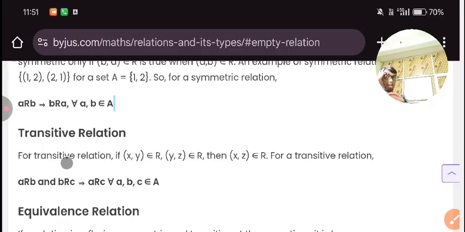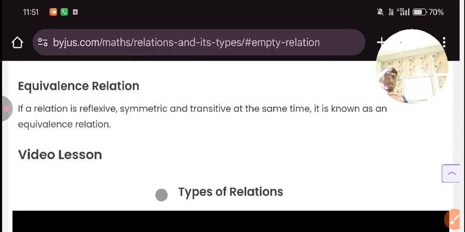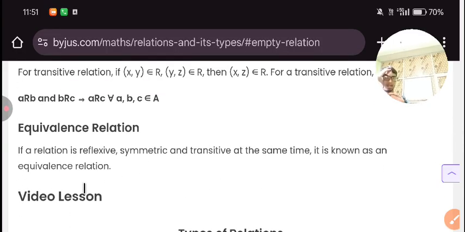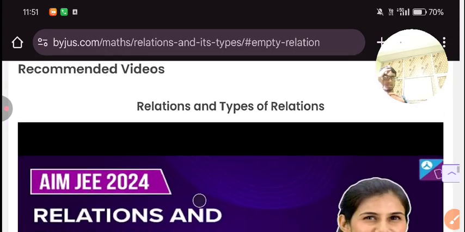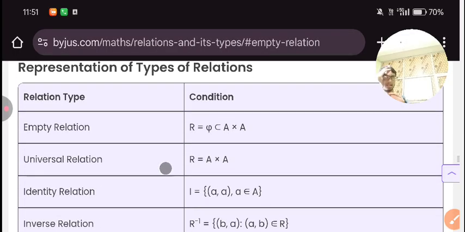Transitive relation. For transitive relation, we have if (x, y) belongs to R and (y, z) belongs to R, then (x, z) belongs to R. Equivalence relation. If a relation is reflexive, symmetric and transitive at the same time, it is known as the equivalence relation. In short, A multiple A.